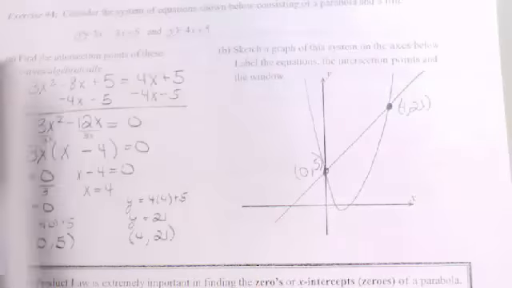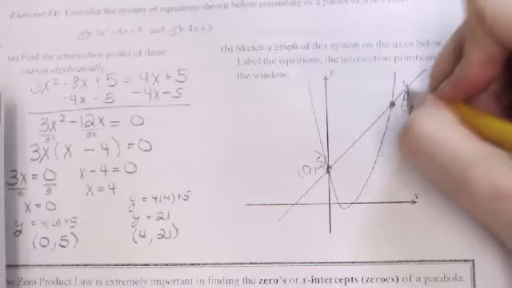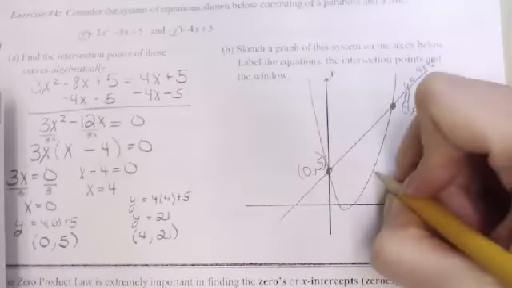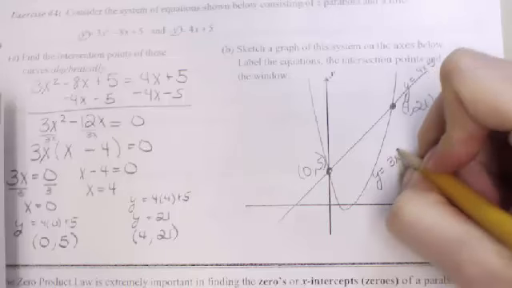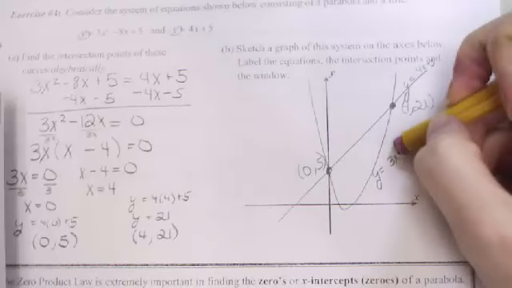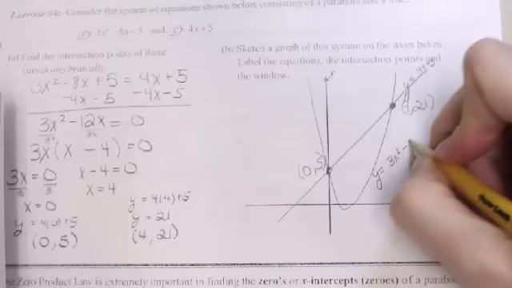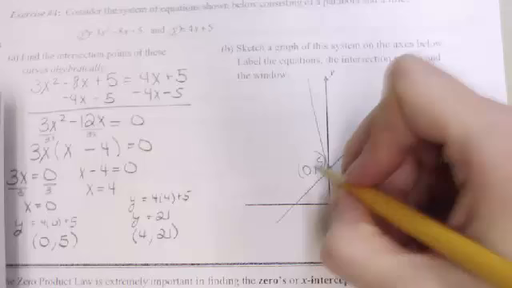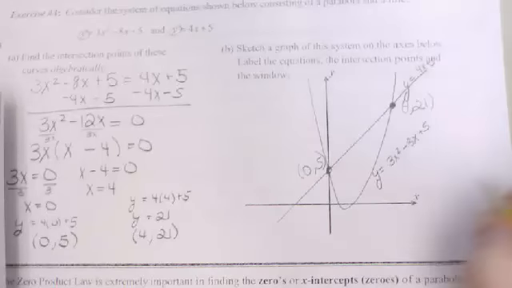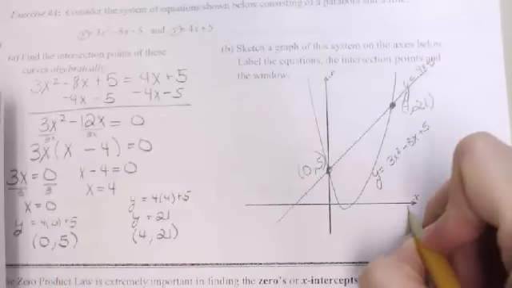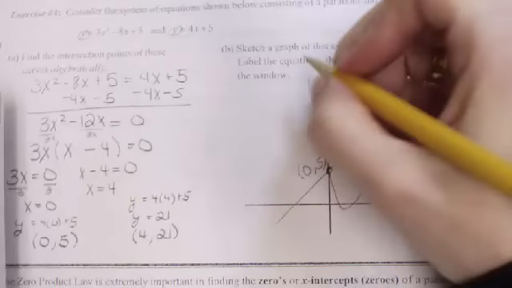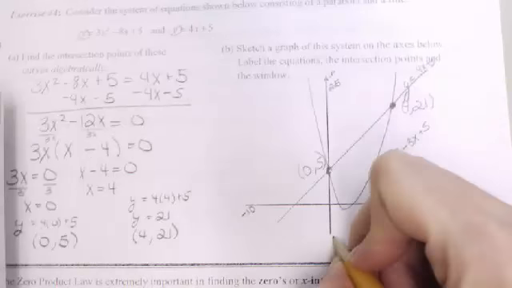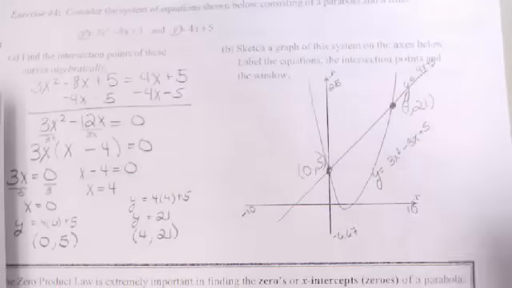So they would like me to label the equation. So the line is y equals 4x plus 5. The parabola is 3x squared minus 8x plus 5. And then I've labeled my intersections and then my window. So I'm going out to 10 here, and this goes up to 25. Mine went out to negative 10 and down to negative 6.67.